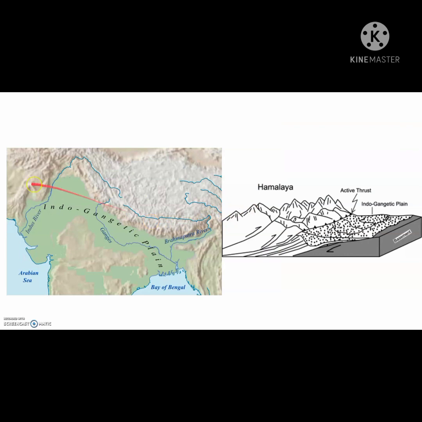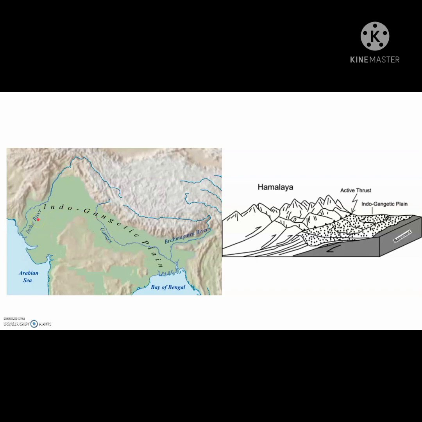The total area of the Indo-Gangetic plains is 7 lakh square kilometers. Very broad. They are 2400 kilometers long from west to east. The west side is very broad and the east side is very narrow. This is about the Indo-Gangetic plains.